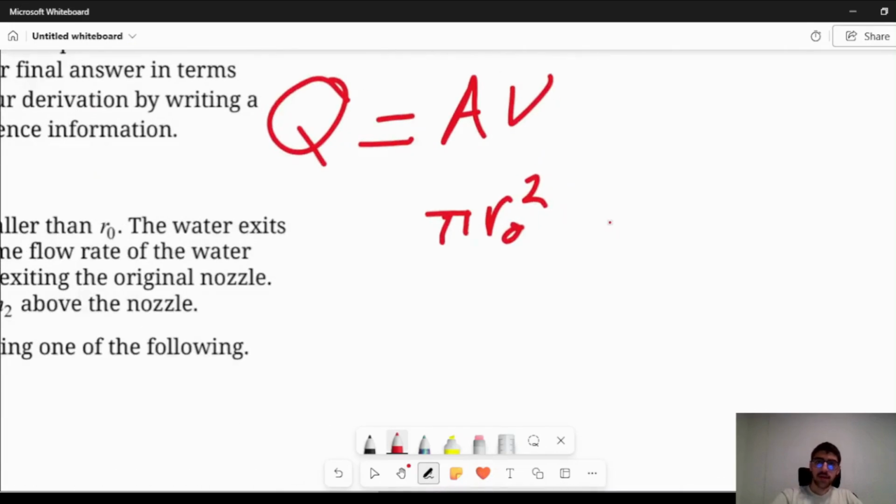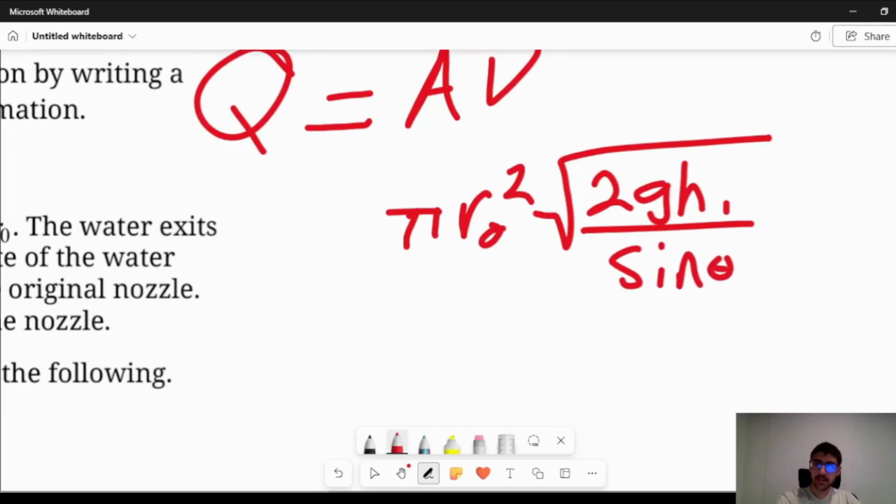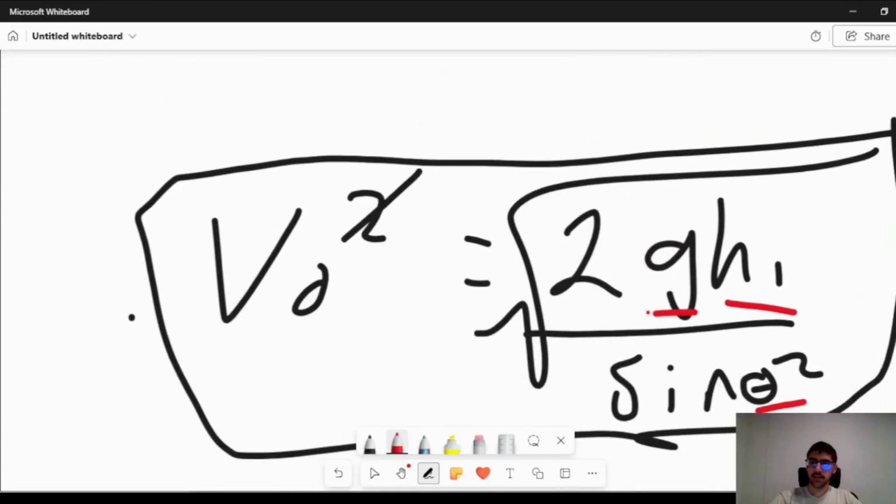So pi r squared times the square root of 2gh1 over sine theta squared. I'm not sure if I made this clear, but it's sine, and then theta squared, the theta is squared, not the sine. I did not make it clear over here. So it's sine and then theta squared. Sine theta squared.